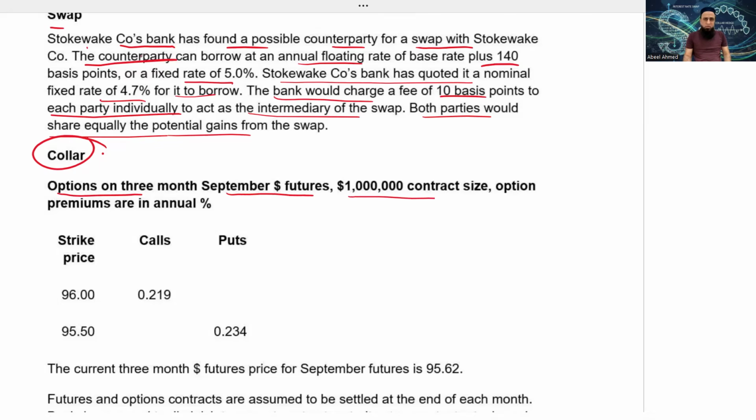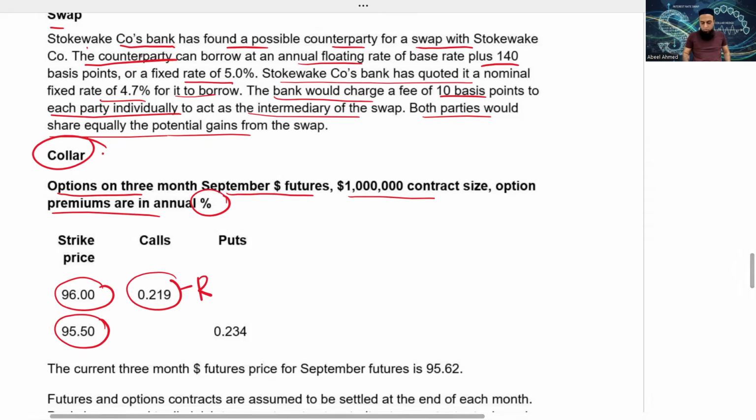If I've been given a contract size and the examiner does not give me the tick value, I can very easily calculate it. I have no issue at all. Option premiums are in annual percentage. Strike prices are 96 and 95.5. Students, when we say collar hedge, in case of a borrower, we buy a put and sell a call. We buy a put at a lower price and sell a call at a higher price. This is the premium of the call; obviously we are the borrower, so we'll be selling the call and receiving this premium. We will be buying the put, so I'll be paying this premium.